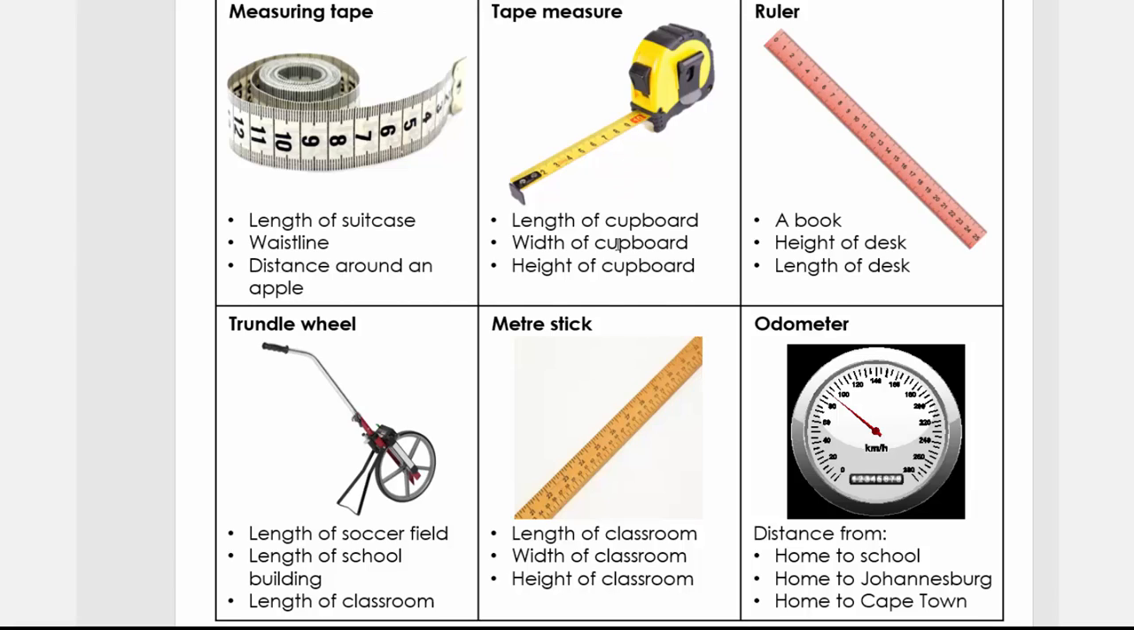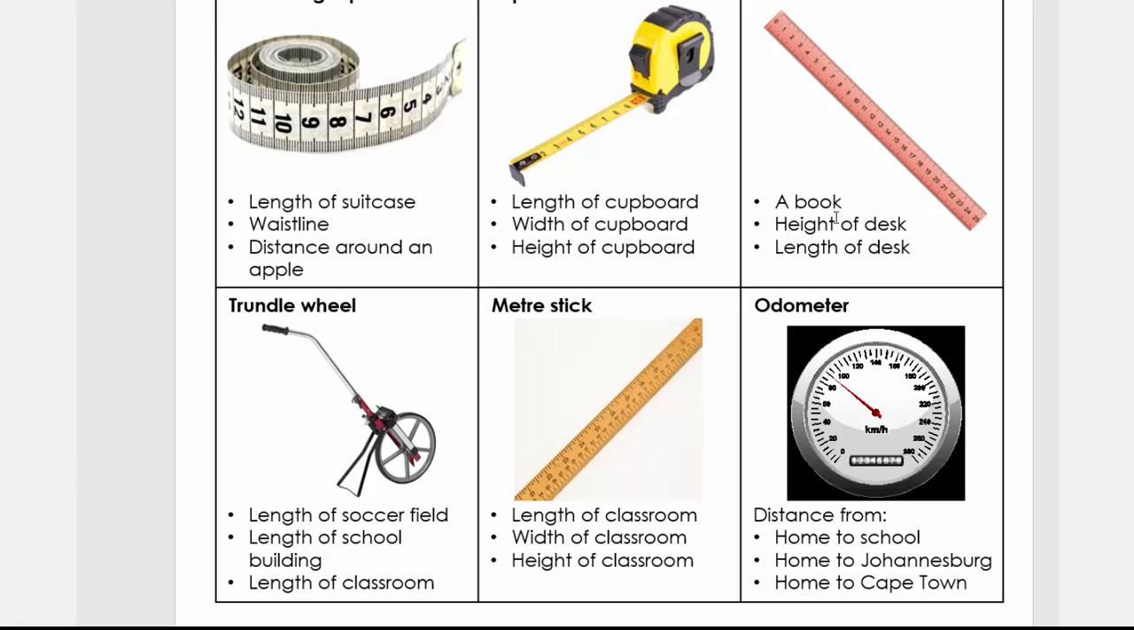Then there is the length of the cupboard. Why will you not use this one to measure your waistline or the distance around an apple? The width of a cupboard, the height of a cupboard. So make the comparison between these two and ask who will rather use this one and who will use that one. Then with the ruler it is books, the height of a desk, the length of the desk.